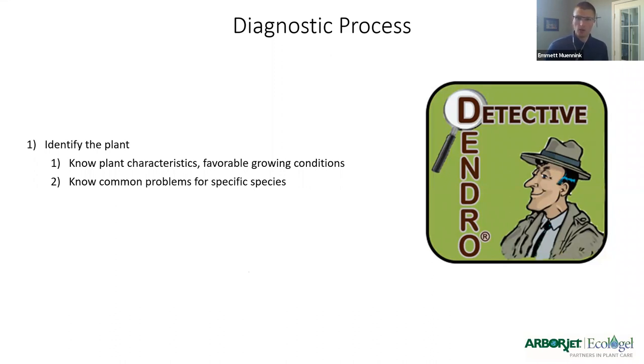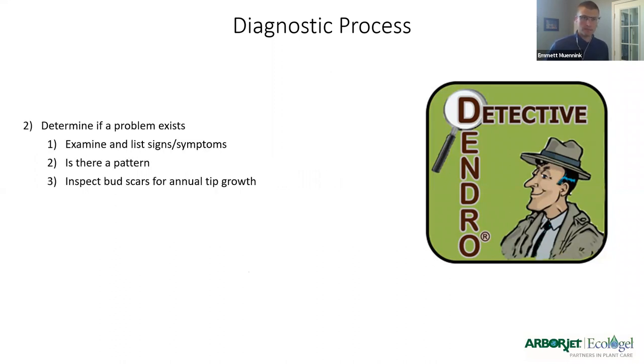And so there's not a whole lot of things in my local vicinity that I haven't seen before. Just becoming familiar with things really helps a lot. So identify the plant. Next is to determine if a problem exists, and to do that, you need to examine and list out the signs and symptoms. Is there a pattern to these symptoms?